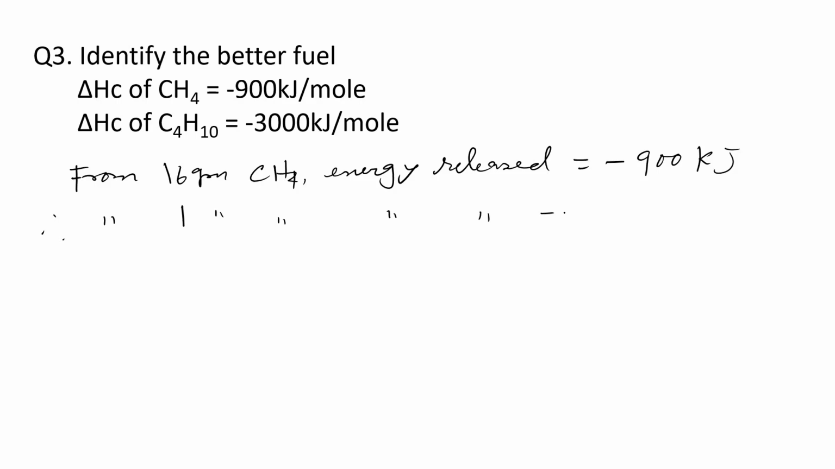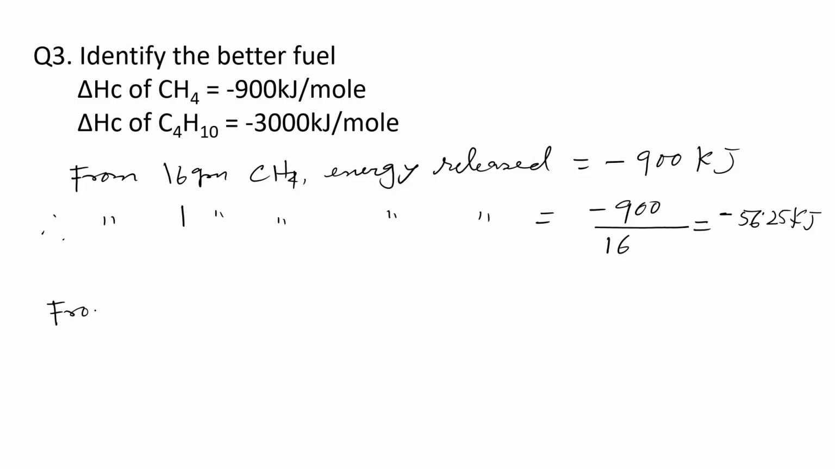So from 1 gram methane, how much energy will be released? This 900 divided by 16. That means it is coming as 56.25 kilojoules.